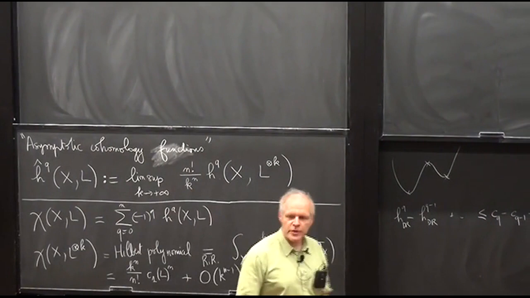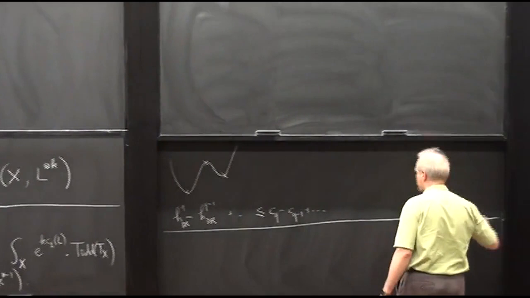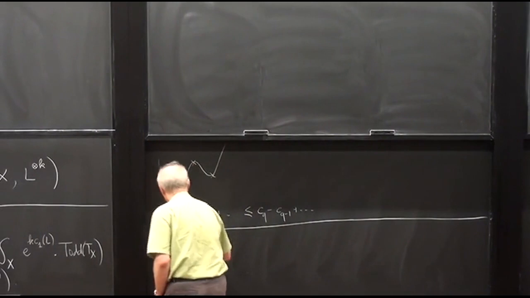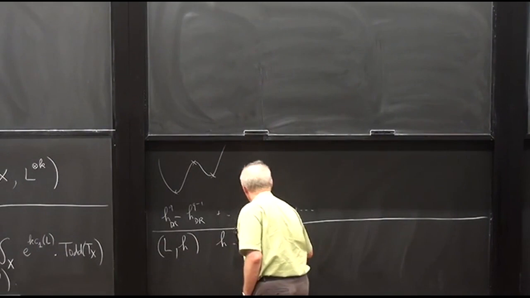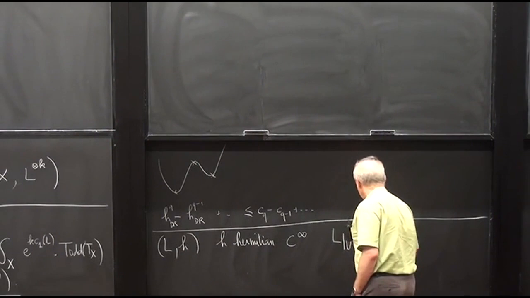So let me recall the concept of curvature. Of course, it's well known to many of you. Suppose you pick a Hermitian metric on L, which I will suppose to be smooth. And locally, you can trivialize the bundle.